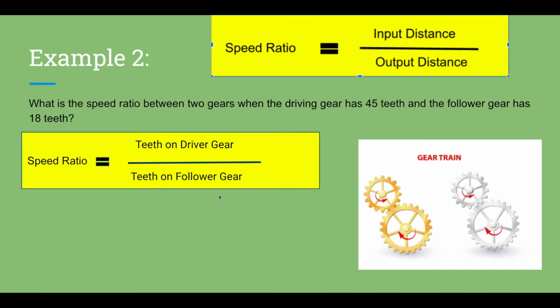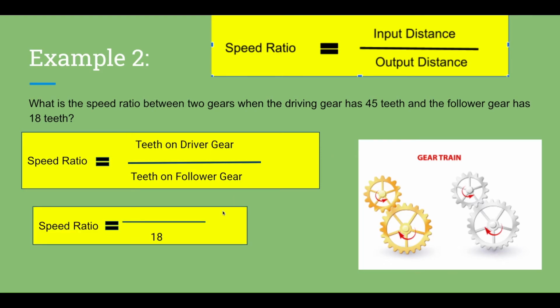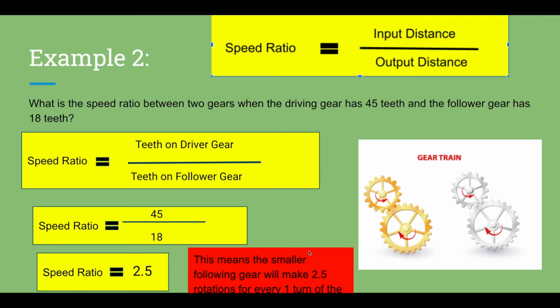The smaller gear, with the fewer teeth, the one that's being driven, or the follower gear, is going to go on the bottom. So obviously this would be 45 divided by 18. And then our answer would be 2.5. So our smaller following gear makes 2.5 rotations for one turn of the driver gear. For every one turn of the driving gear, it's going to make 2.5 rotations around in a circle.